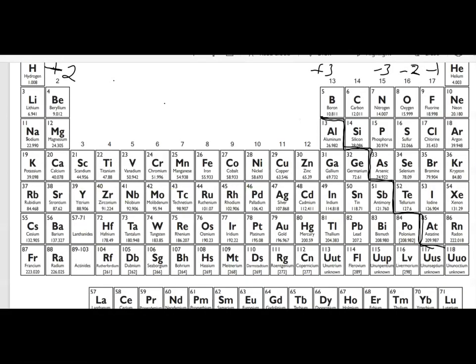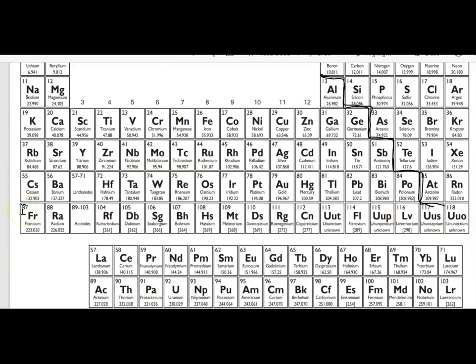The table also has some unique names for particular groups, and these are called their family names. A lot of periodic tables online will already have those printed out for you, but these are the family names that you need to know based on the fact that they have very similar properties. This first one is called the alkali metals.